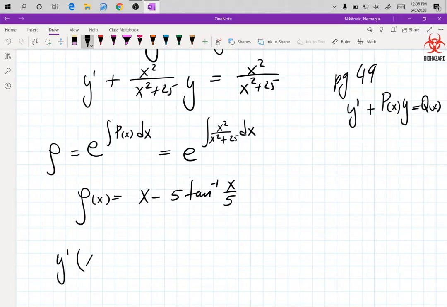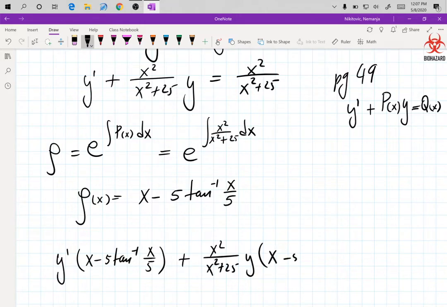So y prime times x minus 5 inverse tangent of x over 5, plus x squared over x squared plus 25 y times x minus 5 inverse tangent x over 5, and then on the other side you have x squared over 20 x squared plus 25. Yeah, so this is something that you are not going to do on the test. 5 inverse tangent x over 5.